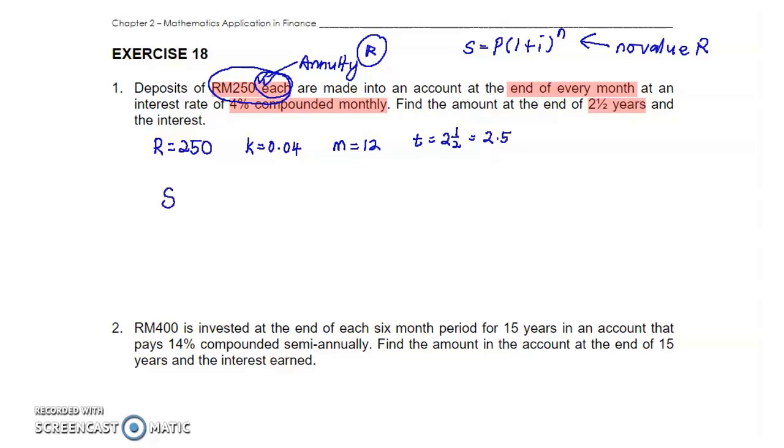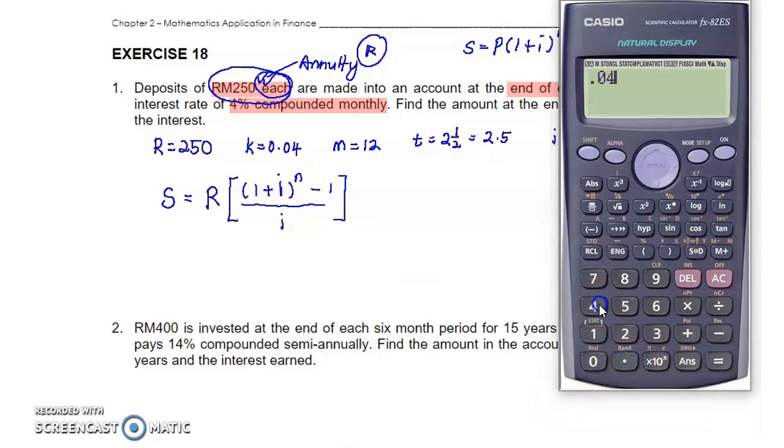Okay, so how to calculate future value? S equals R multiplied by (1 plus I) to the power of N minus 1, divided by I. Okay, as usual, you calculate value I separately first. So I equals K over M. So 4% divided by 12 is 0.003, right? 4%, so this is the rate for 1 year. So if the payment is compounded monthly, it means that every month the interest is being calculated, so divided by 12.